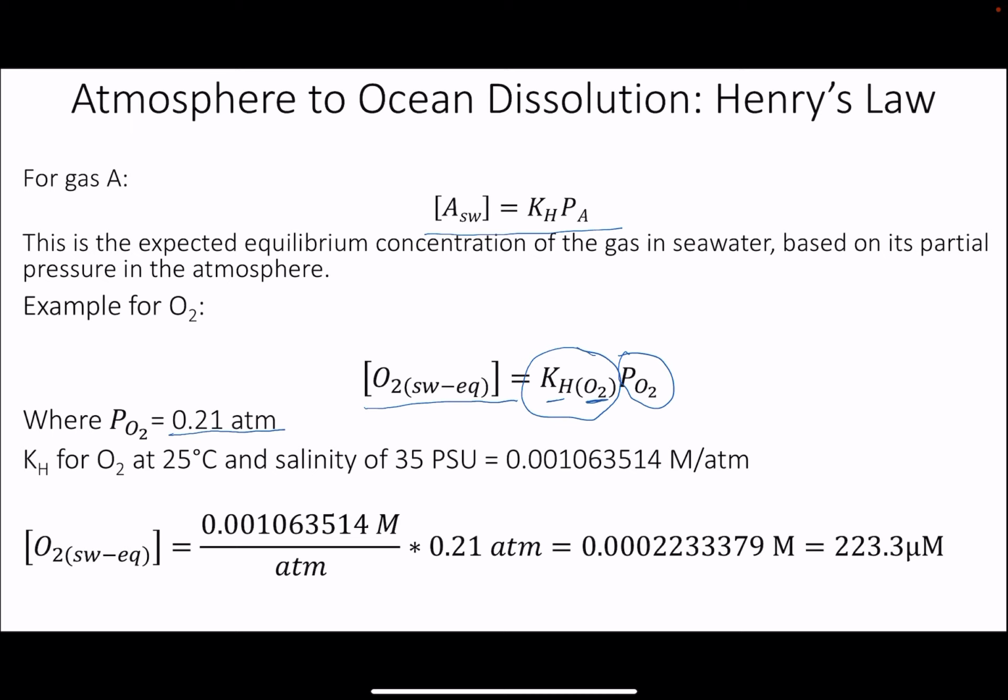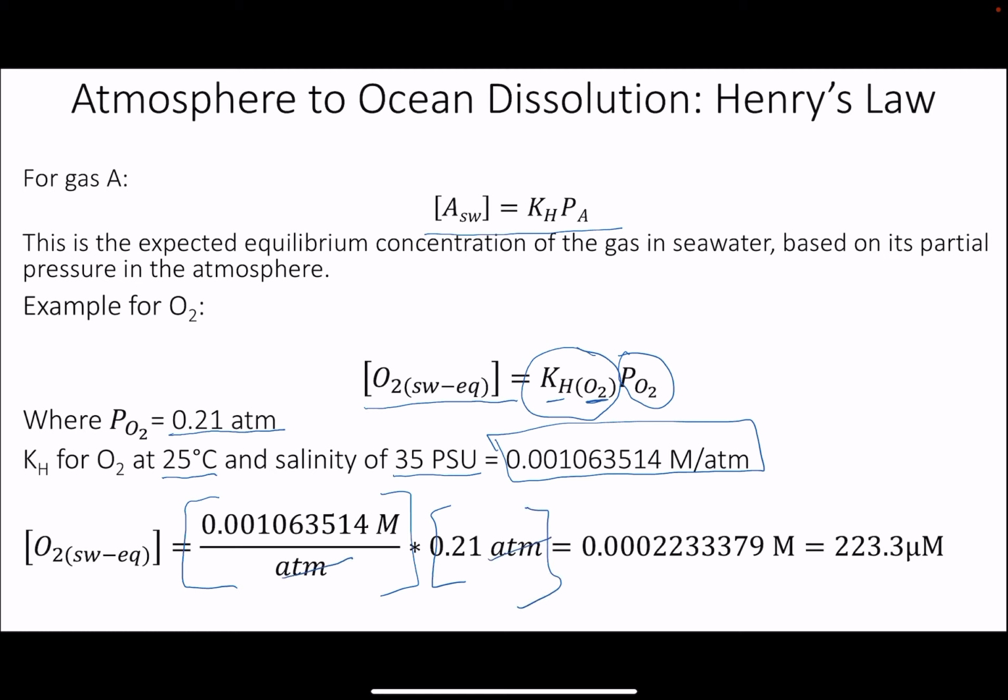And we'll use some sort of a table or some textbook to look up what the Henry's law is for oxygen. So the Henry's law for oxygen at 25 degrees C and a salinity of 35 is this number. The units of this number are molarity per atmosphere, so moles per liter per atmosphere. So at this point, with these two pieces of information, we can tell you what the equilibrium concentration in seawater should be. So you take the Henry's law, molarity per atmosphere, times 0.21 atmospheres, and you can cancel these units.